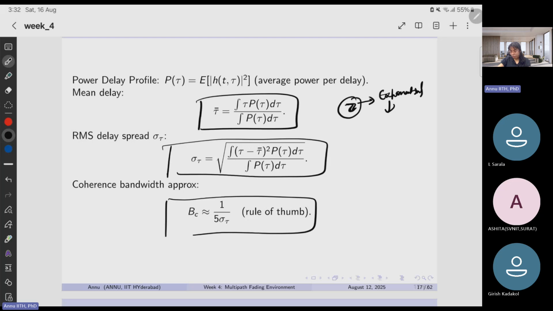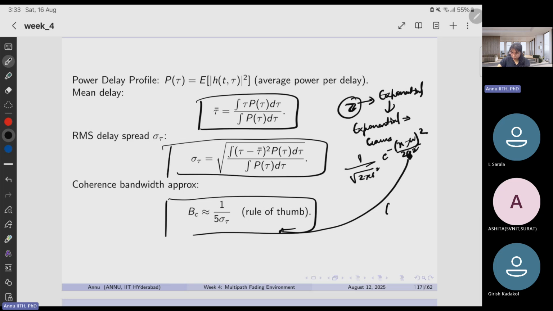So exponential, you may wonder, Gaussian is also one of the distributions. But Gaussian is defined by two terms, which are mean and variance. Gaussian distribution is 1 upon root over 2 pi sigma square, e to the power minus (x minus mu) squared over 2 sigma square, right? So this sigma was nothing but this sigma of tau.